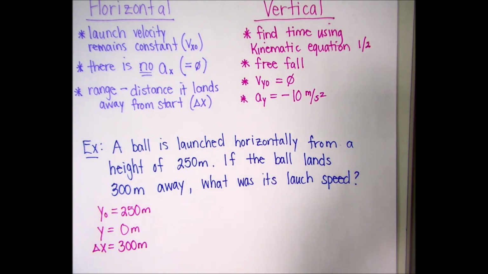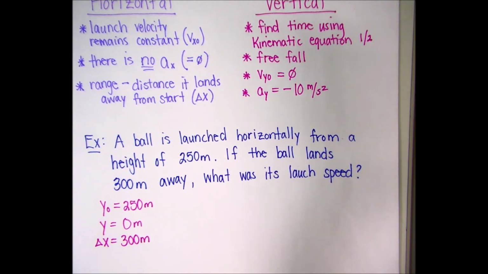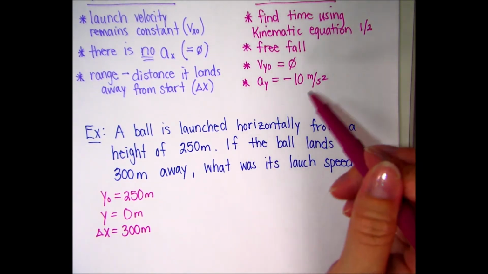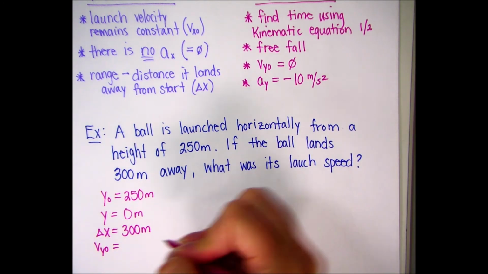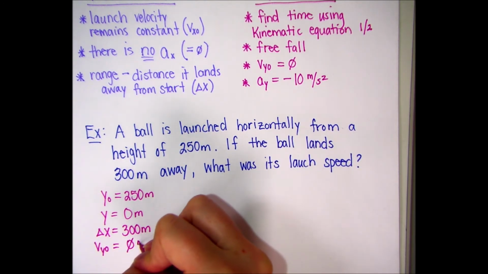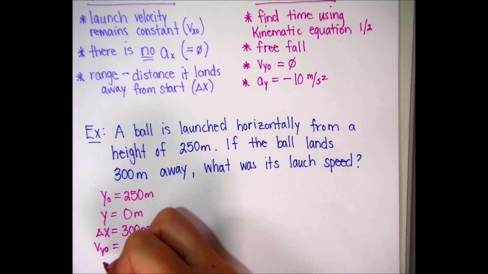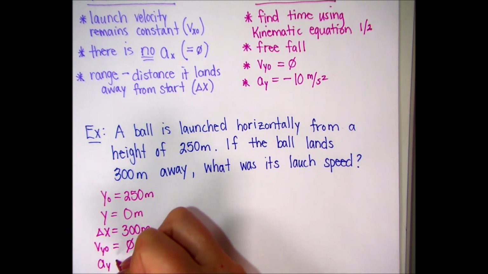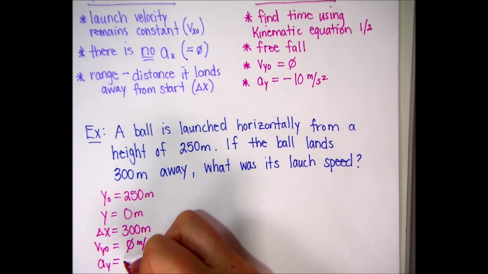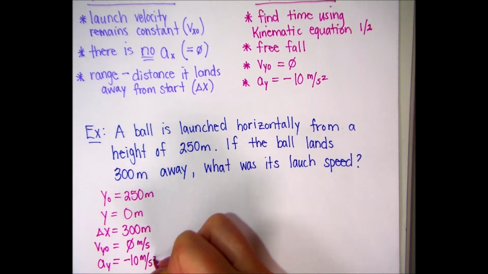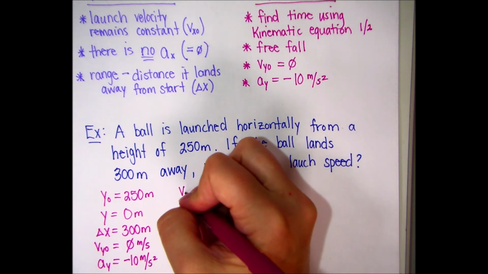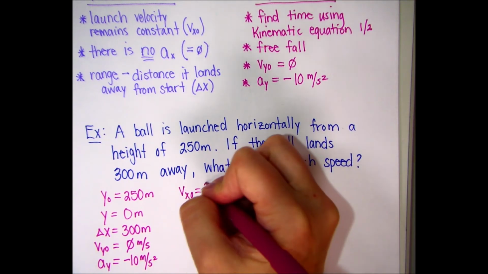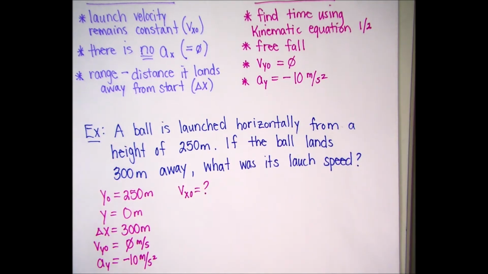And remember there are two things that you automatically know because you remember your concepts in the vertical direction. Your initial vertical velocity is 0, and your acceleration in the vertical direction is -10. What is it asking you to find? It's asking you to find your v in the horizontal direction at the beginning, your Vx0.